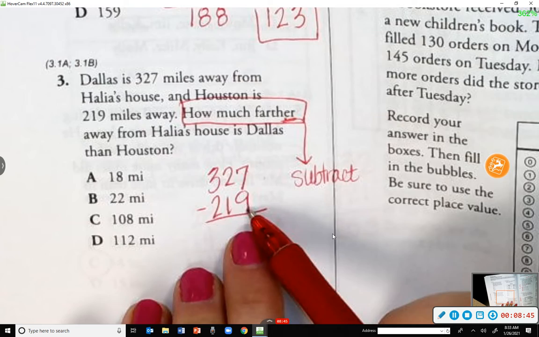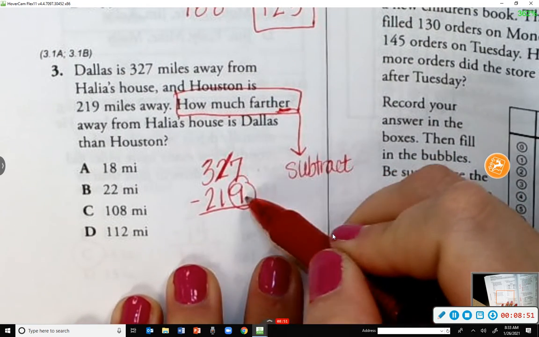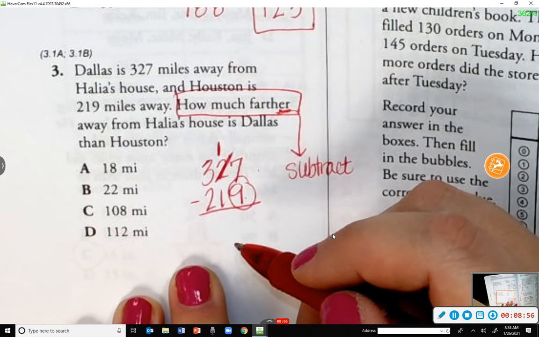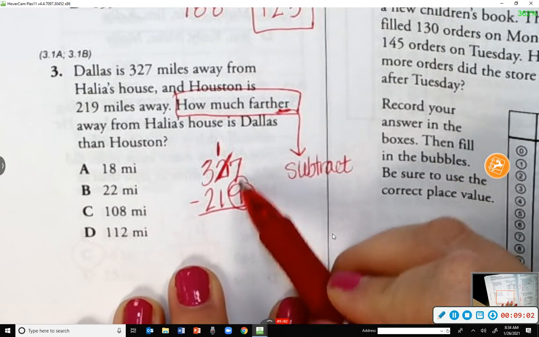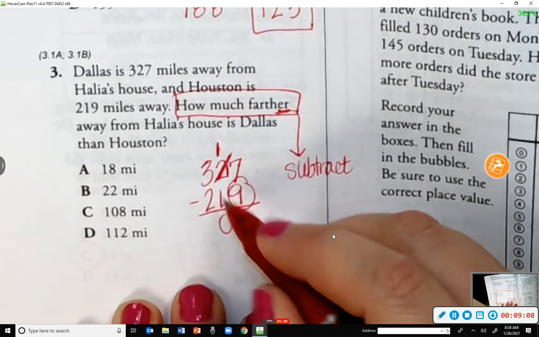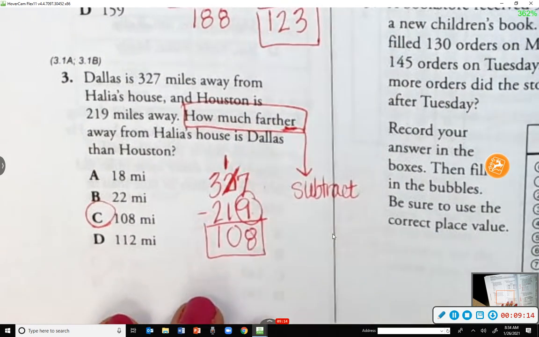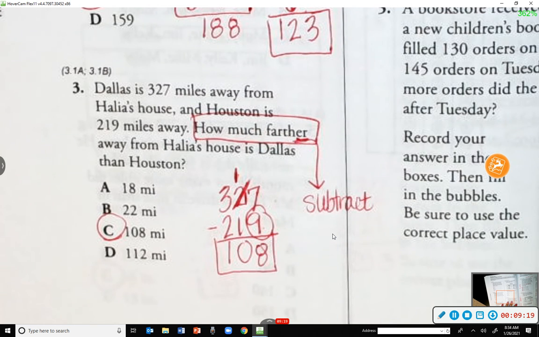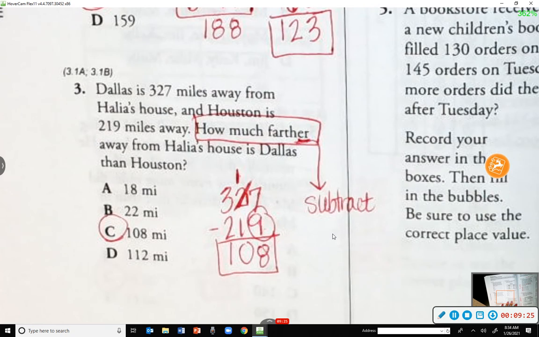Okay? 7 minus 9. You can't do that. Bigger on bottom, better borrow. So more on the floor, we go next door. 2 becomes a 1. Not an 11, not a 12, just a 1. 7 becomes 17. Good. 17 minus 9 is 8. 1 minus 1, 0. 3 minus 2, 1. C is the correct answer. Okay? Now don't mess up on your borrowing. You don't want to figure out these complicated word problems and then mess up just on your adding and subtracting.